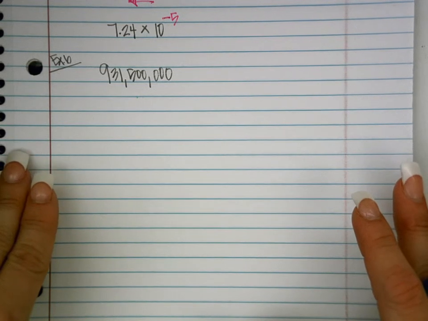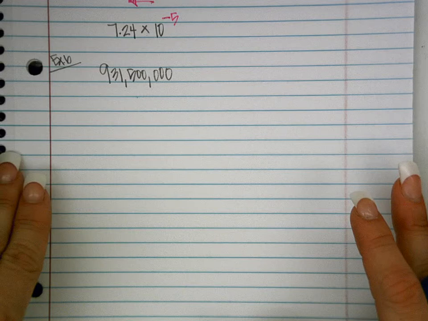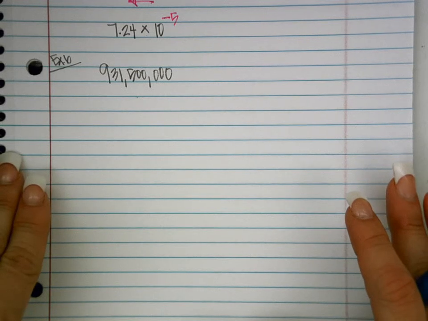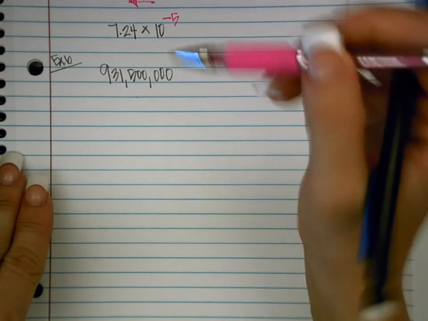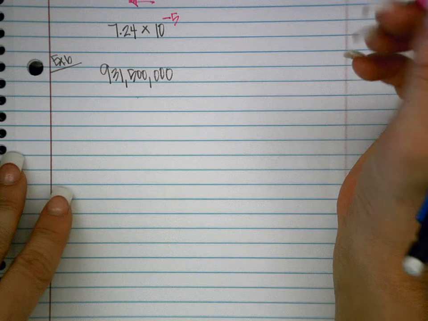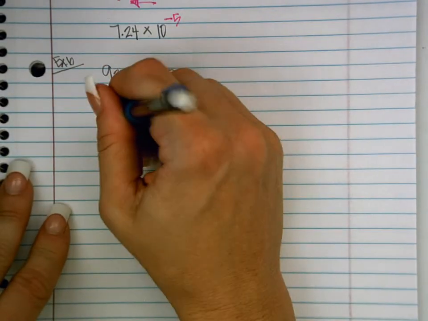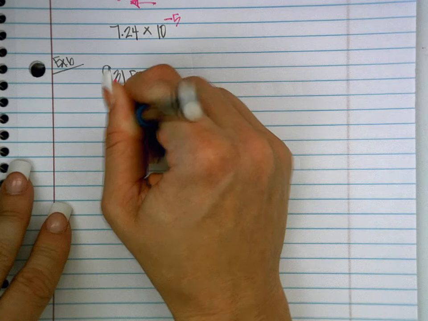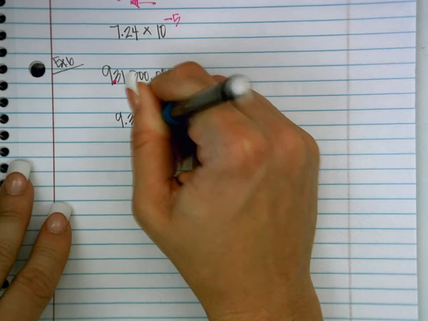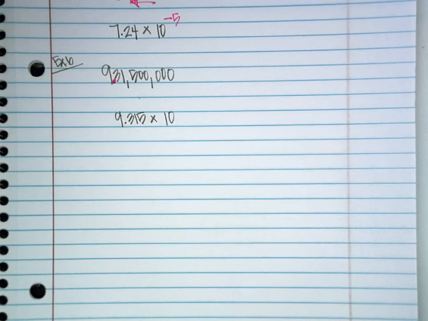$931,500,000 in scientific notation. So where would I want my decimal place to be? In between which 2 digits? The 9 and the 3. So I want this to be written as 9.315 times 10 to the, anyone think they know?